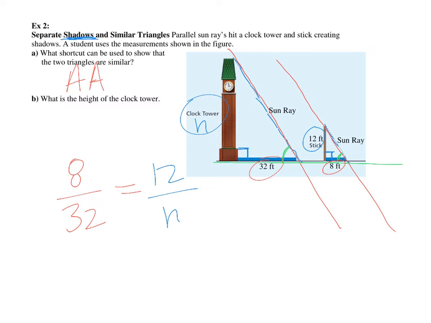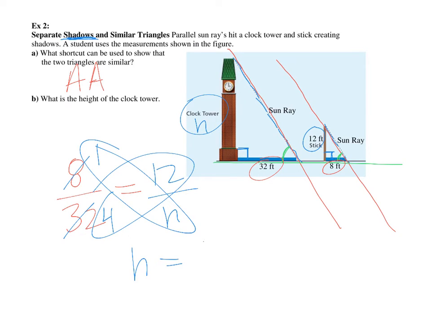All right, so there's your setup. Let's figure out the height of the clock tower. Before I move forward, I'm going to simplify this to 1/4, make life a little easier. And then h is equal to 48 feet. All right, that's the height of the clock tower. That's all there is to it.